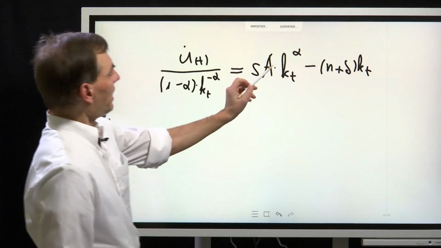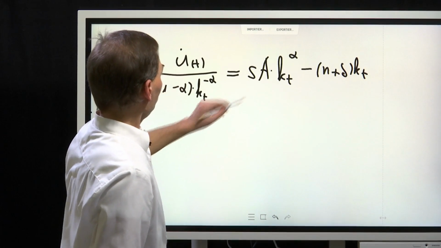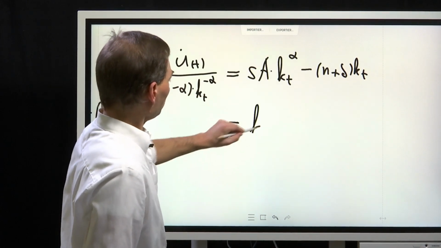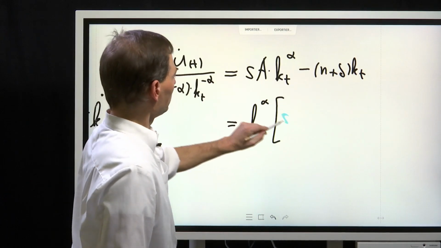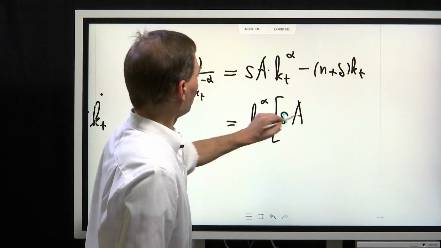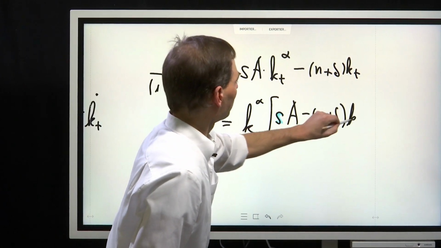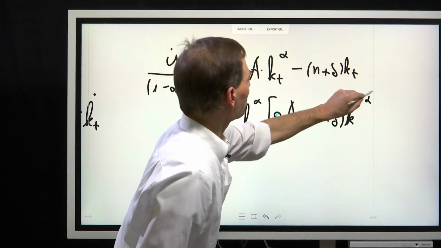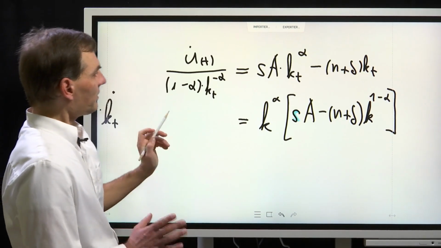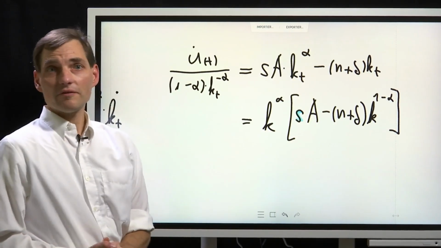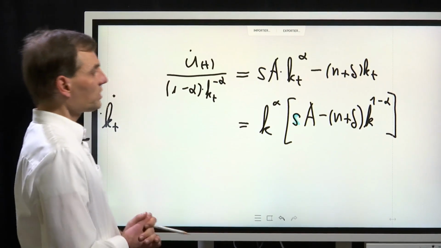In the next step I factor out k to the power of alpha on the right hand side, and I rewrite what is in the bracket. It is just s A minus (n plus delta) k, and then we have here 1 minus alpha. And this is very interesting, because k to the power of 1 minus alpha is my u that I defined before. So I can substitute in the u in a moment.